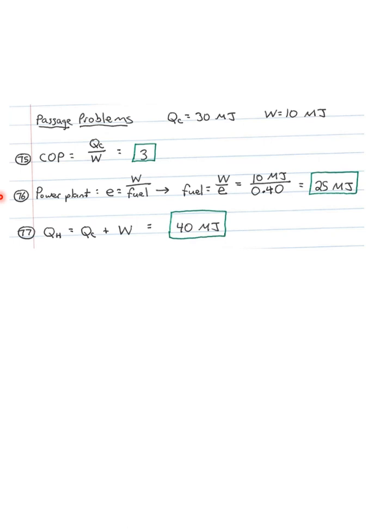Question 77. The total energy rejected to the surrounding kitchen during the course of the day is what? Well, that's Q_H, and it's Q_C plus W, so 30 megajoules extracted from the inside of the refrigerator, plus the 10 megajoules of work that the motor does, and we get 40 megajoules that are rejected into the surrounding kitchen.